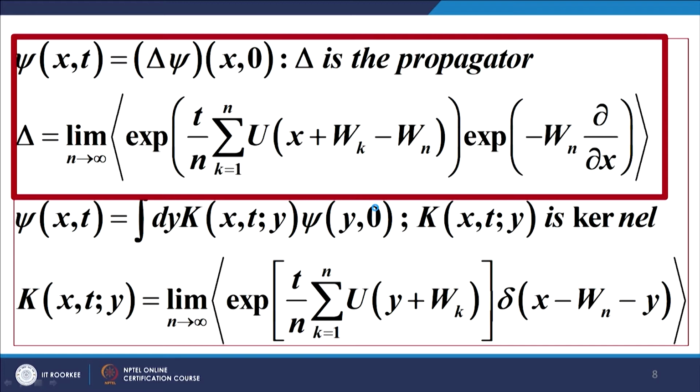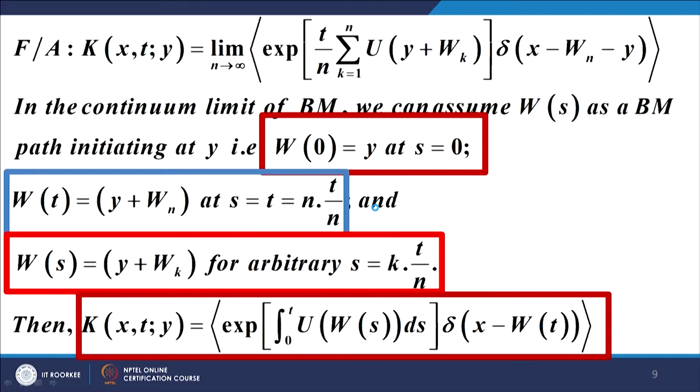Now, one more step of simplification can be achieved. These are the relative expressions for the propagator and the kernel. The upper expression within the red box is that for the propagator that we had earlier, and the lower expression is for the kernel. The important thing is that in the propagator we have this first derivative, the translation generator, and in the kernel, that translation generator is replaced by the delta function. Now, we do a little bit more of simplification.